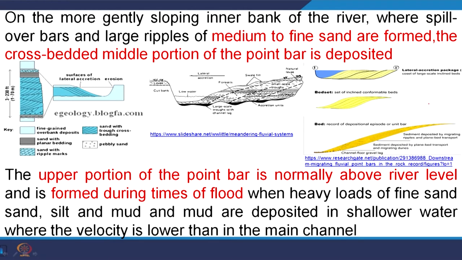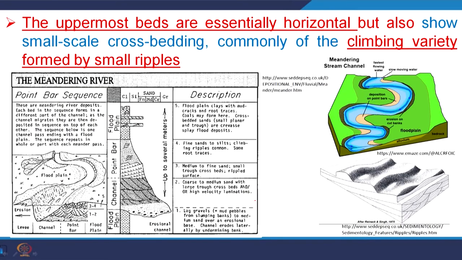On the more gently sloping inner bank of the river, where spillover bars and large ripples of medium to fine sands are formed, the cross-bedded middle portion of this point bar is deposited. The upper portion of this point bar is normally above the river level, and its sedimentation occurs during flooding. So, alternating silt and clay are mostly found, and small ripples are developed there, called climbing ripples. The uppermost beds are essentially horizontal, but also show small-scale crossbeddings, commonly of the climbing variety on the small ripples. If you see, these are the climbing ripples.